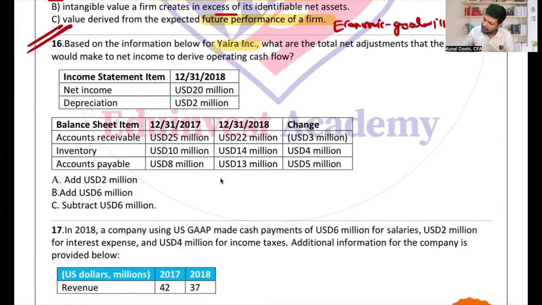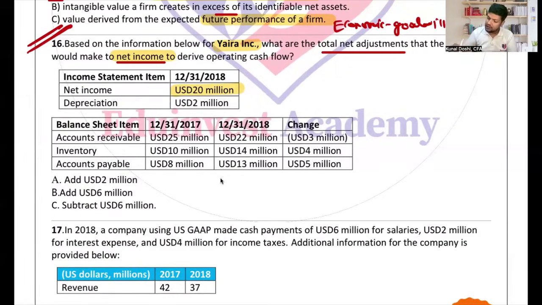Now below is the information of Yaira Inc. What are the total net adjustments that the company would want to make to the net income? Net income is already here. What are the additional adjustments that you need to do? For that, guys, I am solving it using my way. If you have another way of doing it, you might not understand it because I don't do it mathematically. So watch the way I do it. Later on, you can practice it. To calculate CFO, I've spent so many hours on my recordings also. Many people do it mathematically, but it's not that way.